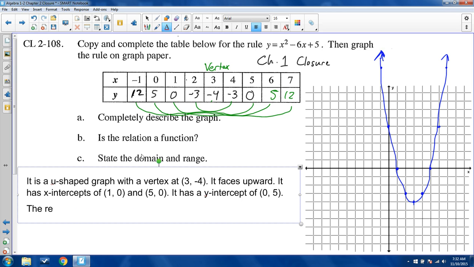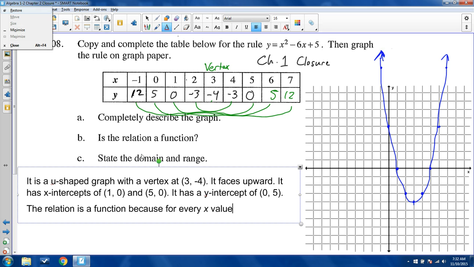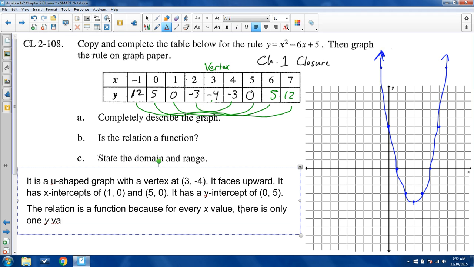The relation is a function. Why? Because for every x value there is only one y value. That's important. That's what's necessary for this to be a function. Remember, it needs to pass the vertical line test, meaning you can't plug in a value for x and get two different values out for y. However, you can have the same y value for different x values. So it's not about a horizontal line test, it's about a vertical line test.